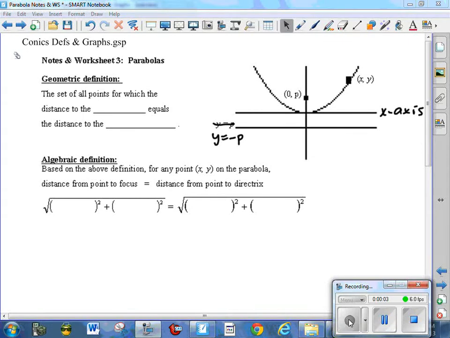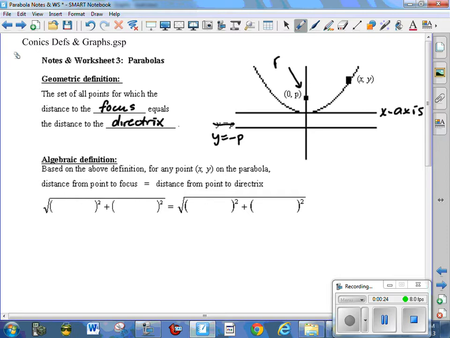Parabola Notes, Part 1. Let's start with the definition of a parabola and then look at what that definition means. The set of all points for which the distance to the focus equals the distance to the directrix. So I want you to notice on the picture here, the point (0, p) is the focus. The line y equals negative p is the directrix. So we have a fixed point and a fixed line, and those two are essential for constructing a parabola.